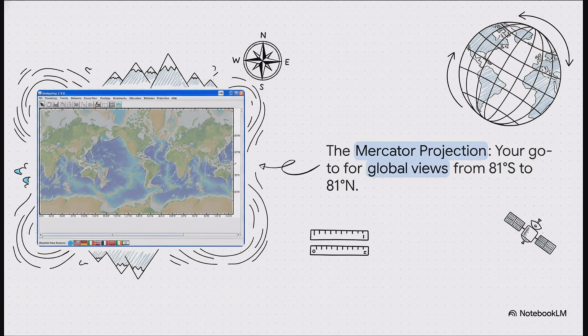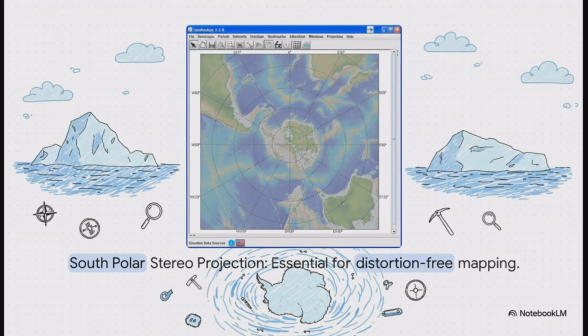Most of the time, probably 99% of the time, you'll be working in the default Mercator projection. It's the standard for pretty much any global or mid-latitude work, and it covers the vast majority of the planet where research happens. But, and this is a big but, if you're a glaciologist or you're studying anything around Antarctica, the South Polar projection is non-negotiable.